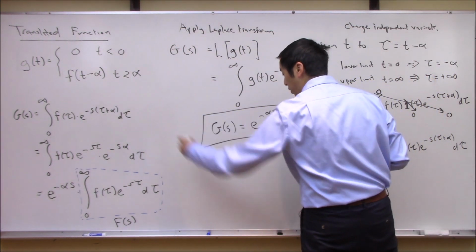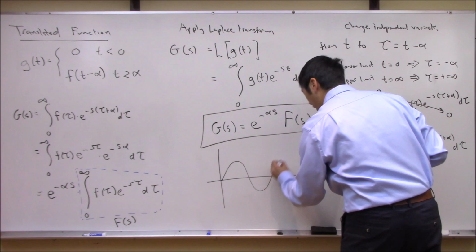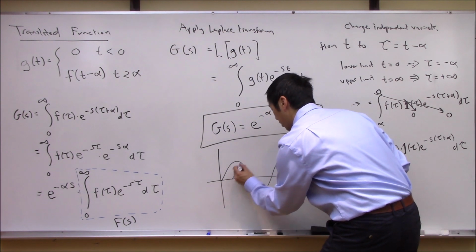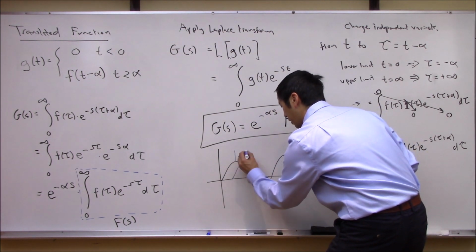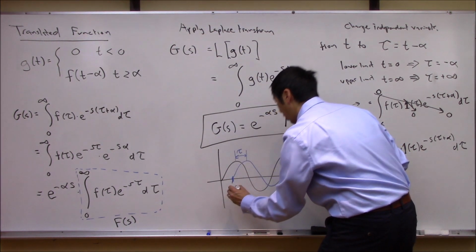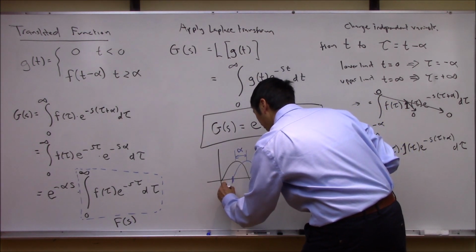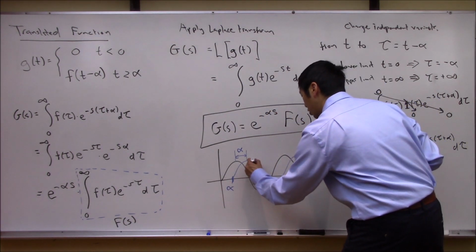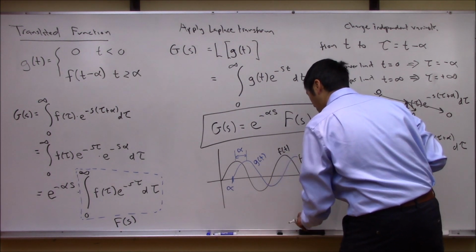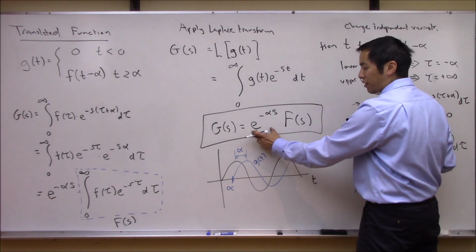If you remember, I erased the picture, but here's the original picture we had. Here's t. Here's the original function f, and then we had our translated function, which was delayed by alpha seconds and didn't turn on until alpha. Alpha was our time delay. So the blue here is g of t. The black was f of t. So this time delay of alpha seconds is what manifests itself in the Laplace domain.